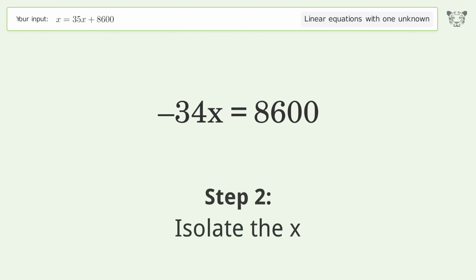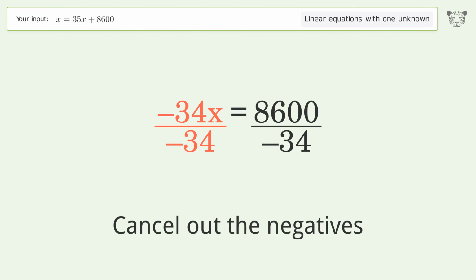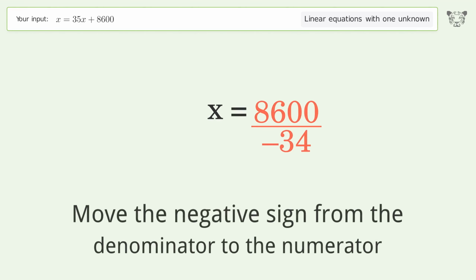Isolate the x. Divide both sides by negative 34. Cancel out the negatives. Simplify the fraction. Move the negative sign from the denominator to the numerator.